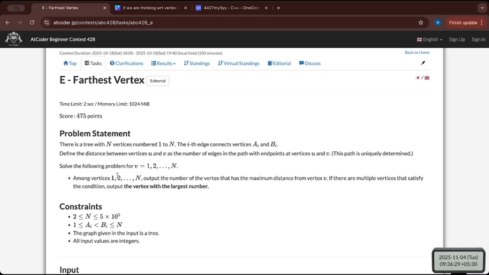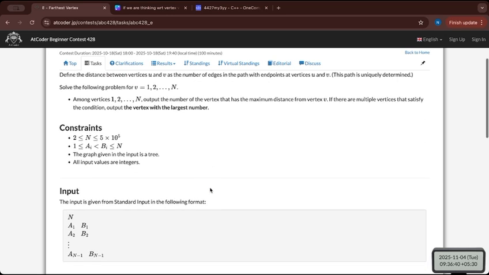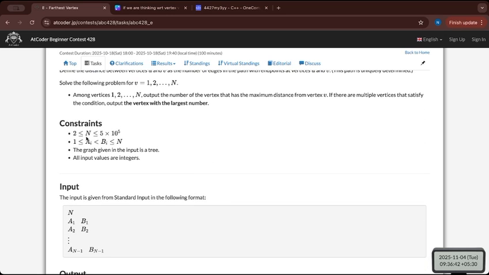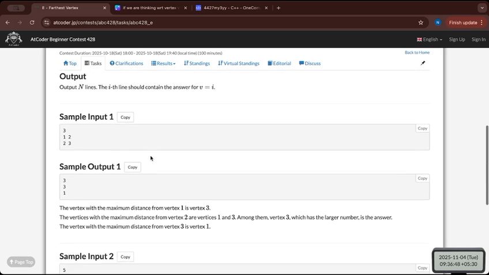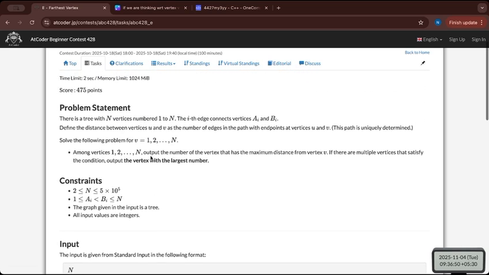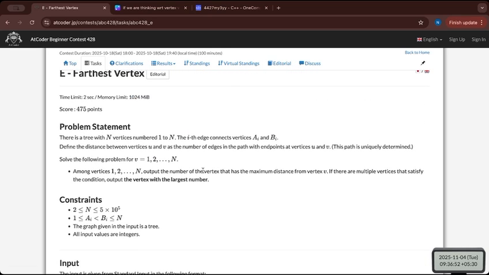Solve the following problem for each v from 1 to n. Among the vertices 1 to n, output the number of the vertex that has the maximum distance from the vertex v. If there are multiple vertices that satisfy the condition, output the vertex with the largest number. N is up to 5 times 10^5, and A_i and B_i are up to n. The graph is a tree and all the inputs are integers. So the question is saying that we have to find the largest vertex with maximum distance from v.